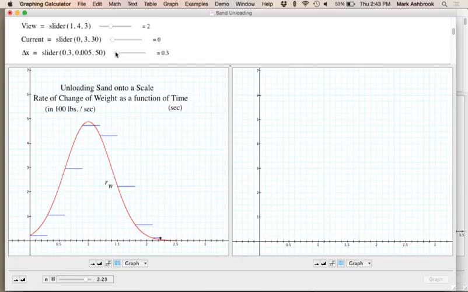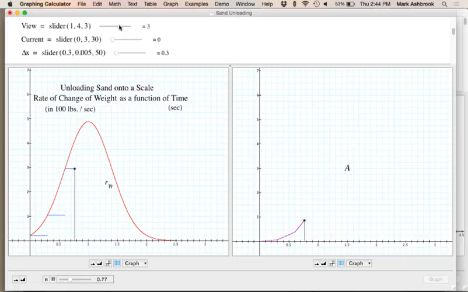You don't need the current thing. That current thing was just to have something to reference for your quiz. So you don't need the current slider. You need the view and the delta x slider. View three then shows the approximate accumulation function. So view three is showing the approximate accumulation function.